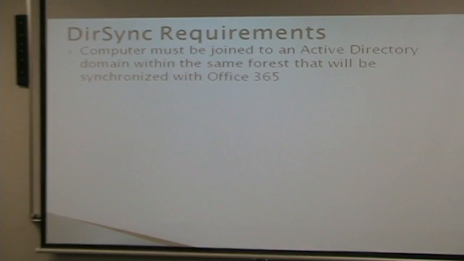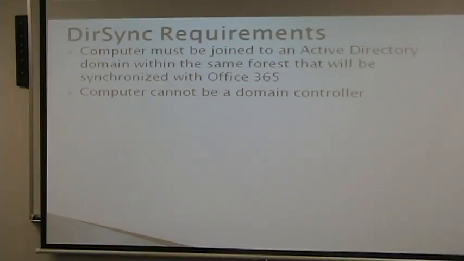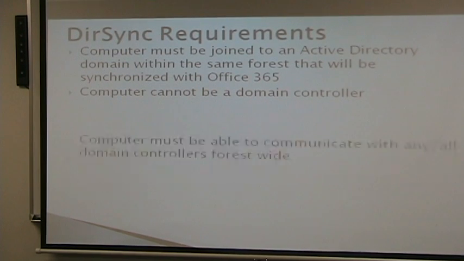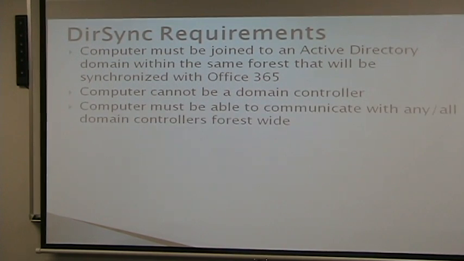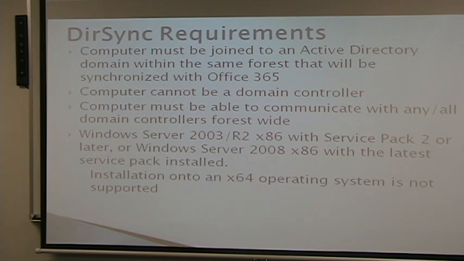So the requirements for the directory synchronization services: it has to be on a computer joined to Active Directory. It cannot be a domain controller. It must be able to communicate with any and all domain controllers forest-wide. It has to be Windows Server 2008. As of right now, it cannot be a 64-bit platform. I know that's silly, but by the end of the year they're going to change that.